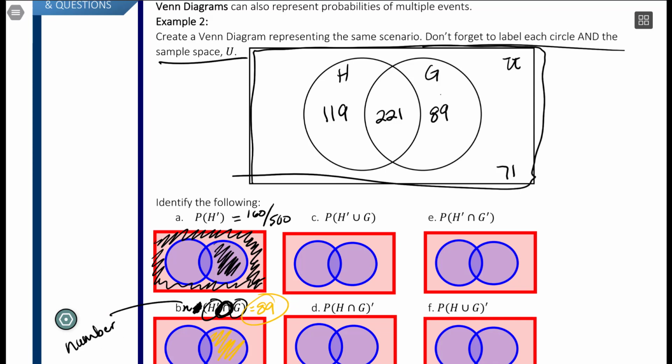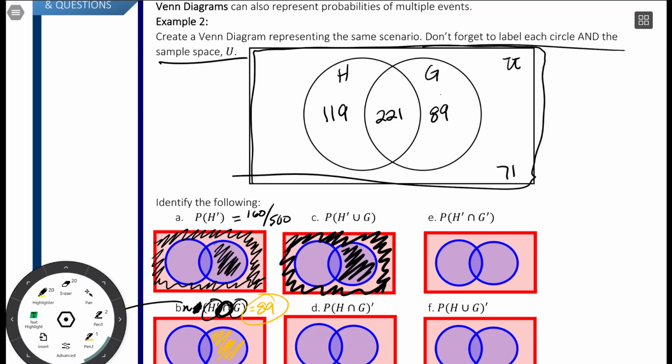C, I'm looking at H prime or G, okay? So now let's look at everybody that satisfies H prime. Who is not a homeowner? And we've got these guys right out here, and also these guys. That's all non-homeowners. Now let's look at graduates. My graduates are going to be these ones here.